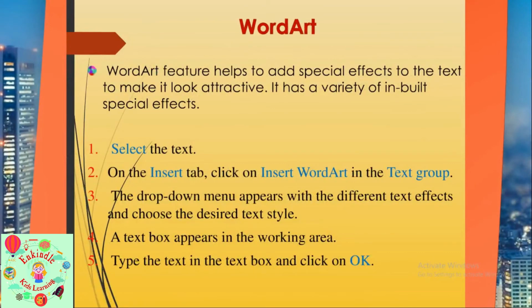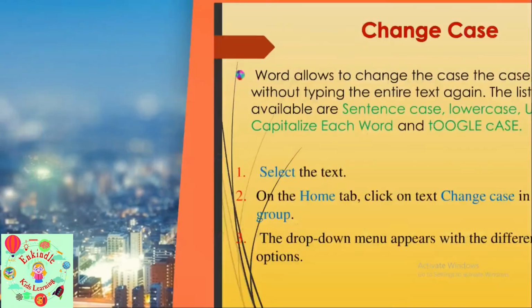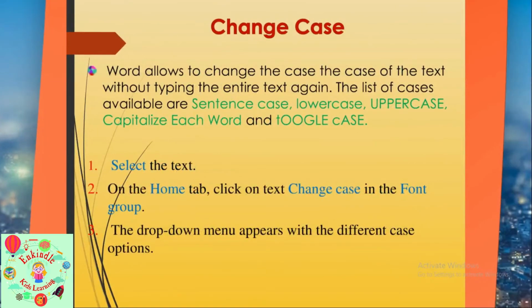Word art feature helps to add special effects to the text to make it look attractive. Then we came across different change cases. What happens sometimes after typing the text, you may feel that you should have typed in capital letters or lowercase. Word allows to change the case of the text without typing the entire text again. The list of cases available are sentence case, lowercase, uppercase, capitalize each word and toggle case.